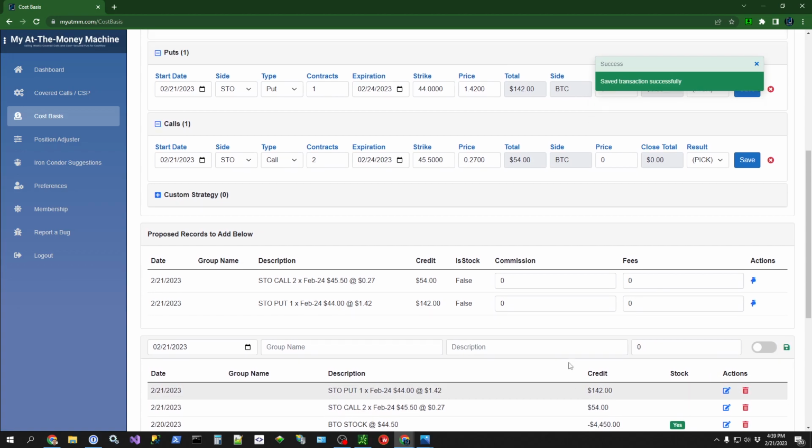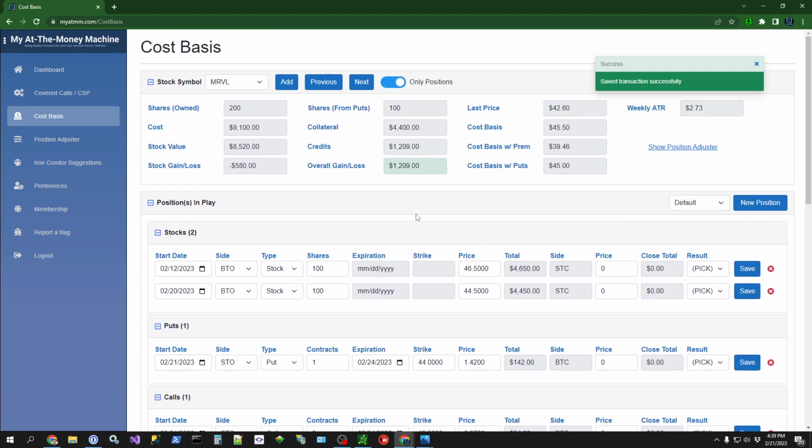So now those transactions are recorded, and we can see the overall credits received is $1,209. If the cash secured put that we executed actually gets assigned this Friday, then our dollar cost average will be down to $45 even. And also, if you include all the premiums, our cost basis is now sitting at $39.46.